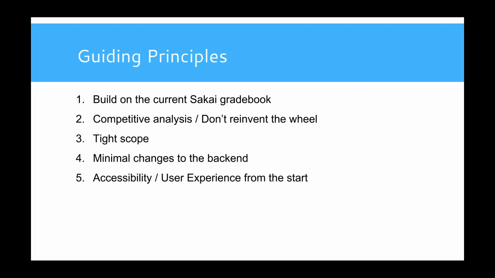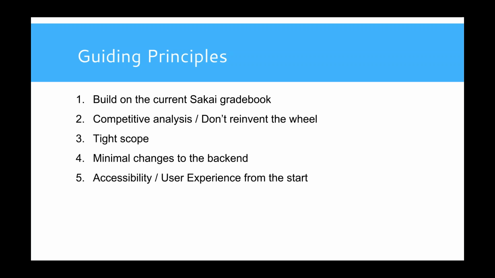So we had a number of guiding principles behind this project. Number one was to build on the current Sakai Gradebook. We focused on delivering something that was feature comparable with the current tool, so we weren't taking away any existing functionality from users. Next, we placed a heavy emphasis on competitive analysis. We looked not only at other Gradebook tools out there, but also at the interface interactions in a number of modern web applications. For example, Google Calendar, and the way that it allows you to show or hide various calendars.